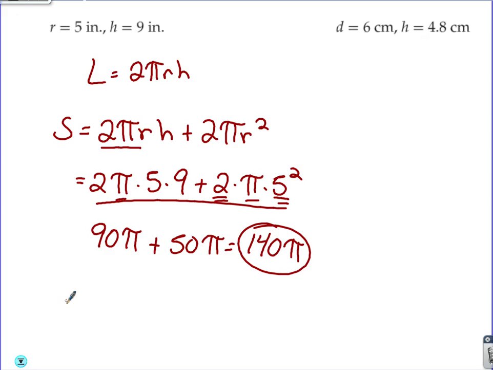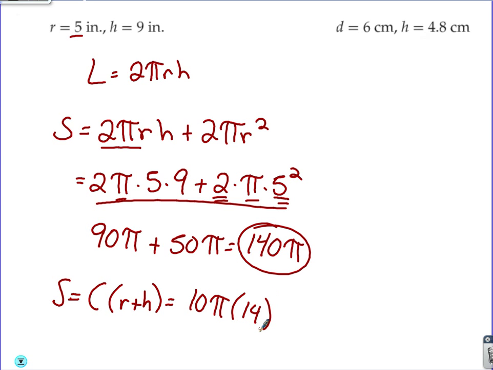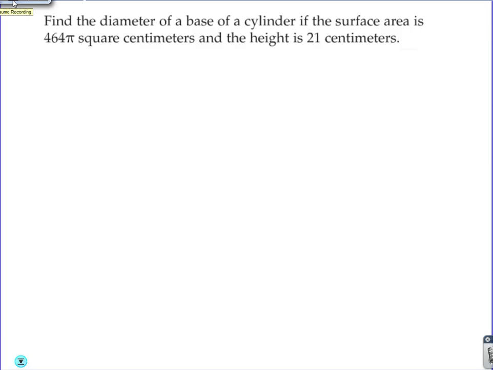Or, and we're not going to work that second one, you can use the Swinford formula. That's what S stands for. S is equal to circumference times R plus H. Circumference is pi times diameter. The radius is 5, the diameter is 10, so that'd be 10 pi, times R plus H. What's R plus H? 10 pi times 14. 140 pi. Either way.